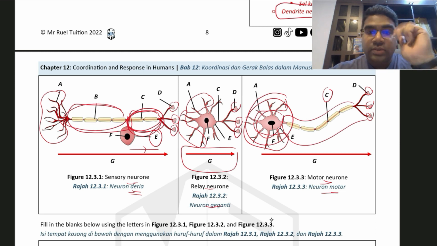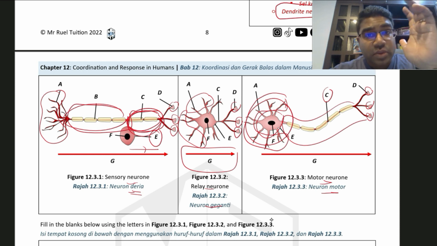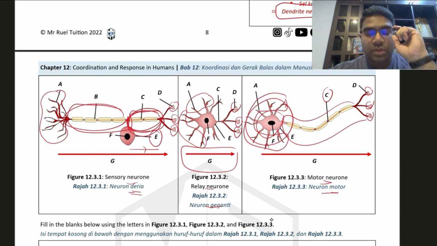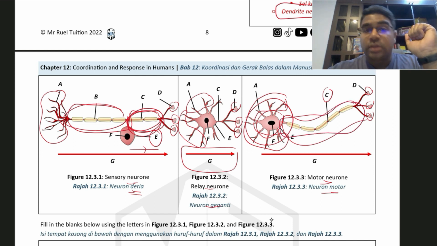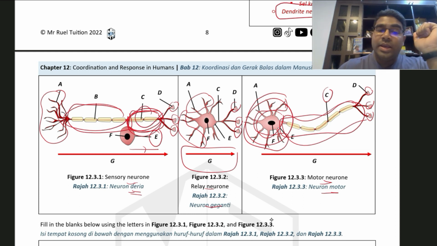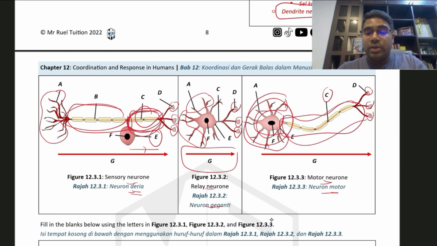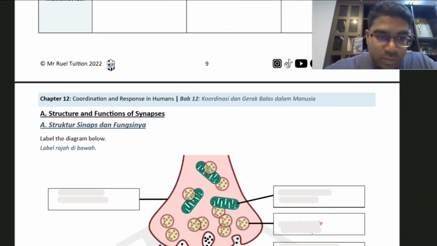Lagi satu contoh jawapan yang dia suka bagi ialah panjang axon, the length of the axon. So kalau kita nampak sini, motor neuron has a long axon. Neuron motor memang ada axon yang panjang. Tapi neuron deria, axon dia adalah pendek. So ini adalah jawapan yang biasa diberikan lah. Okay, alright. So kita teruskan.